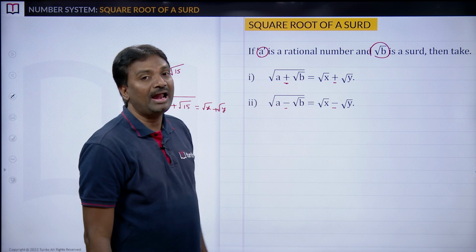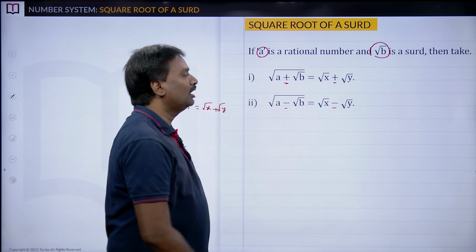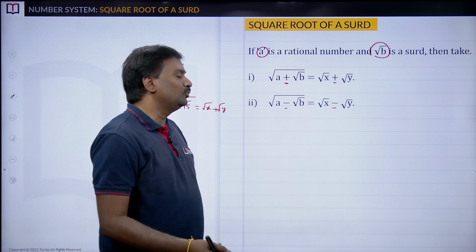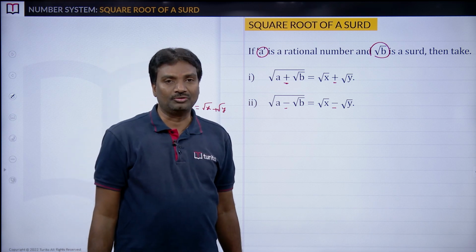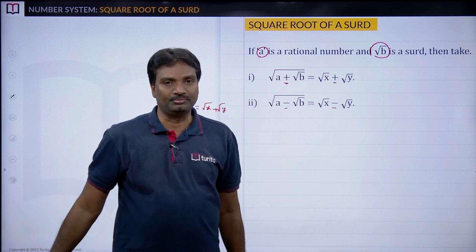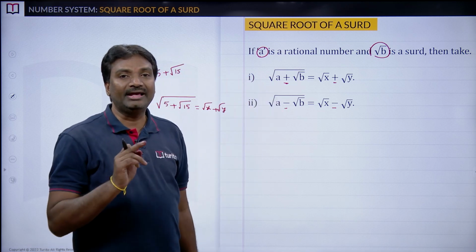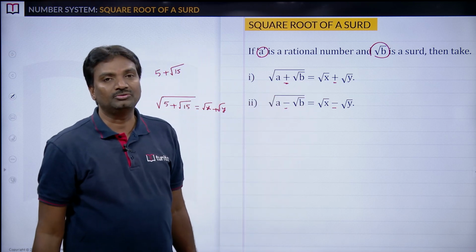If a is a rational number and root b is a surd, then number 1, take square root of a plus root b equal to root x plus root y. And number 2, square root of a minus root b equal to root x minus root y. So remember these two. If the surd is of the form a plus root b, take square root of a plus root b equal to root x plus root y.